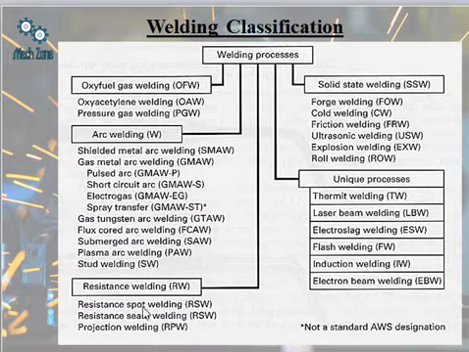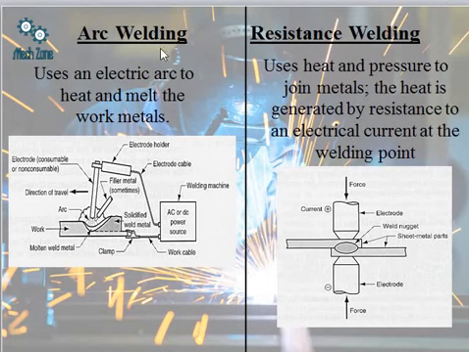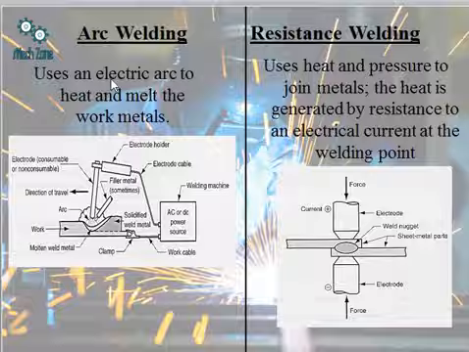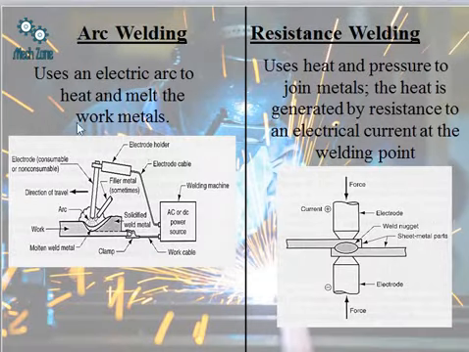that is resistance. Spot welding, we are actually applying or obtaining a weld at only a spot. Resistance. Seam welding, used to produce seamless tubes. Then projection welding. These are the different classifications of welding. Now here we have the arc welding. Arc welding, we use an electric arc to heat and melt the work material.